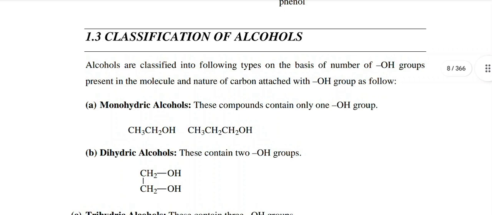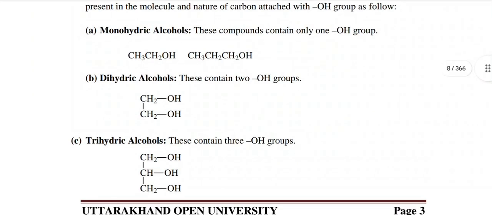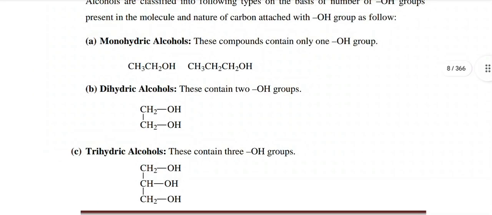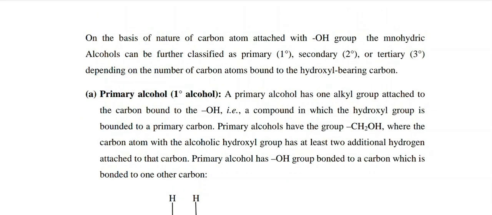nature. Classification of alcohols. Alcohols are classified into the following types on the basis of the number of OH groups present in the molecule and the nature of the carbon attached with the OH group. Monohydric alcohols: these compounds contain only one OH group. Dihydric alcohols: these contain 2 OH groups. Trihydric alcohols: these contain 3 OH groups.